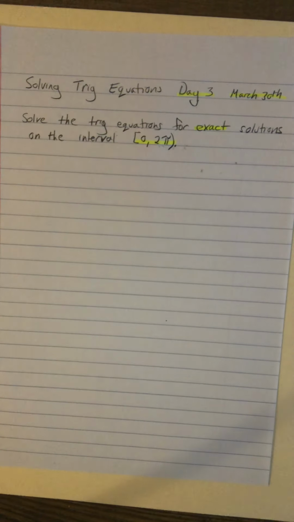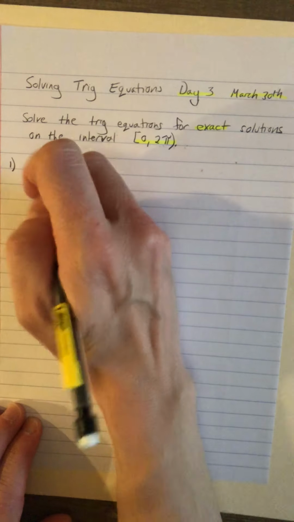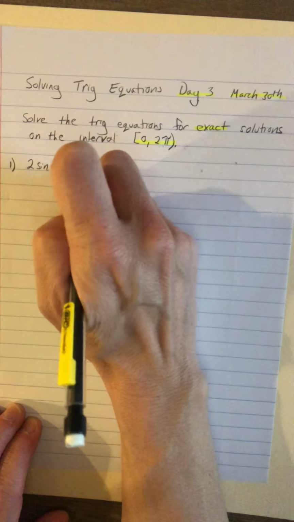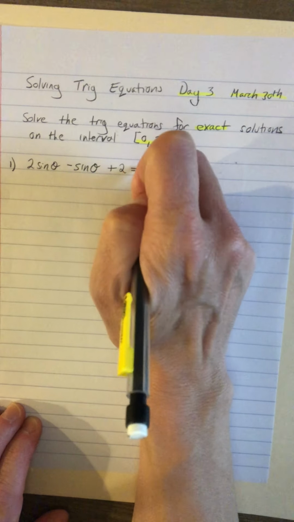So let's start with our first example problem, guys. I'm going to go over 2 examples and really reinforce the concepts that we learned last week and just add one simple concept today, and then we're going to do a lot of practice on this. The first problem is 2 sine theta minus sine theta plus 2 is equivalent to 3.